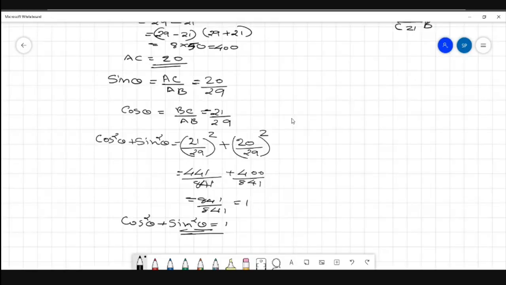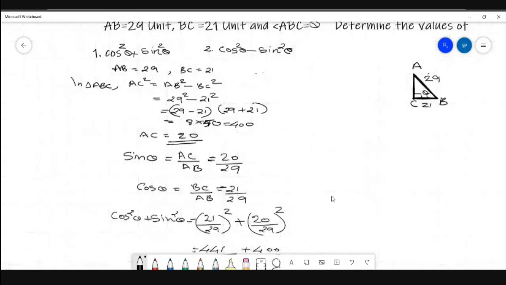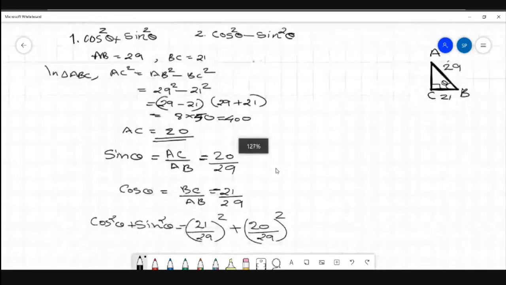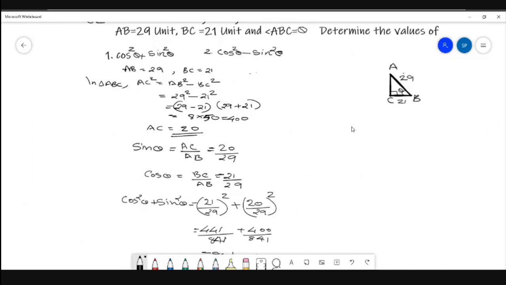Okay. Now the same way you have to find cos square theta minus sine square theta also. So again we apply the values. Now let us find the second part of the question. Here it is question number 1. Now cos square theta minus sine square theta. Let us see how it is.